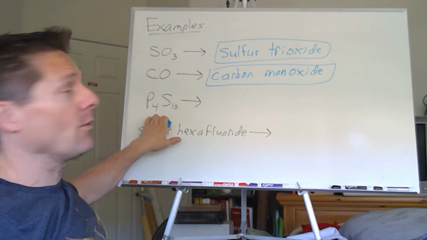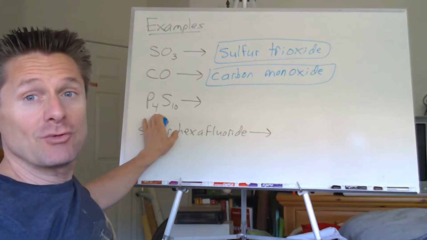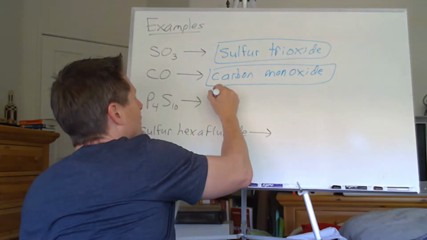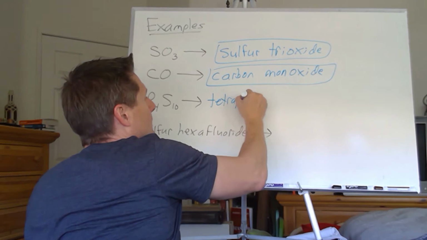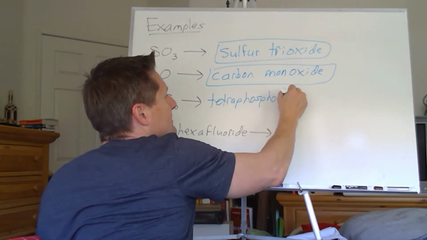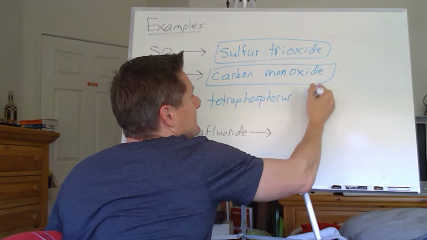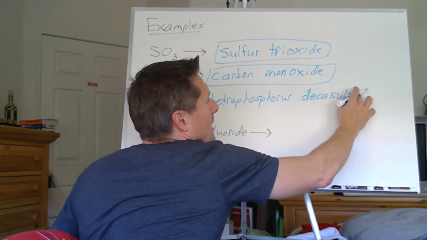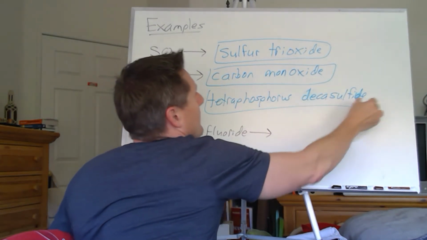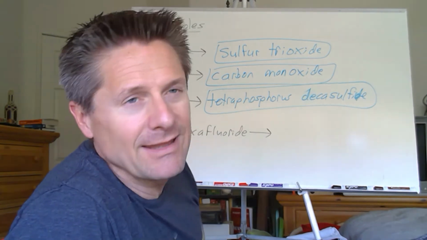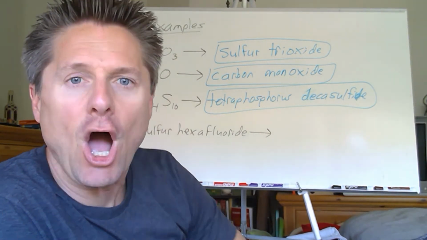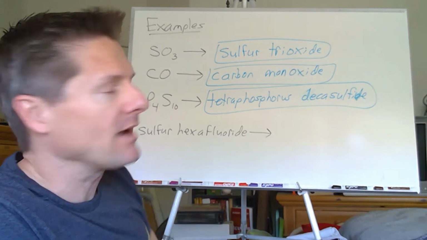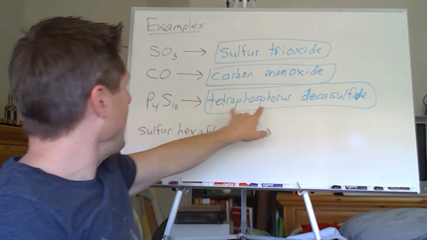Let's take this one. Now here we've got 4 phosphorus, so that's tetraphosphorus. We got 10, which is deca sulfide. So tetraphosphorus deca, that's 10, right? Deca sulfide. And if it was oxide, you wouldn't go deca oxide, you just go decoxide. Some people are okay with you saying deca oxide, but it looks kind of weird. I just go decoxide. Pretty straightforward, decasulfide, tetraphosphorus decasulfide.